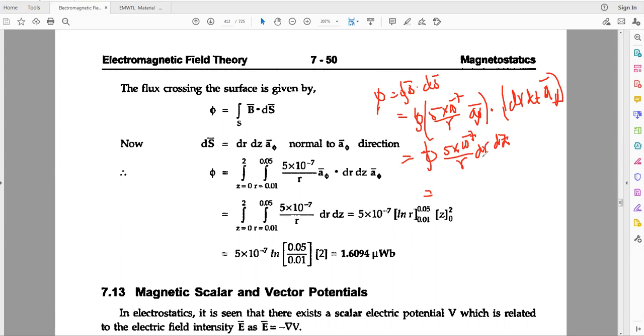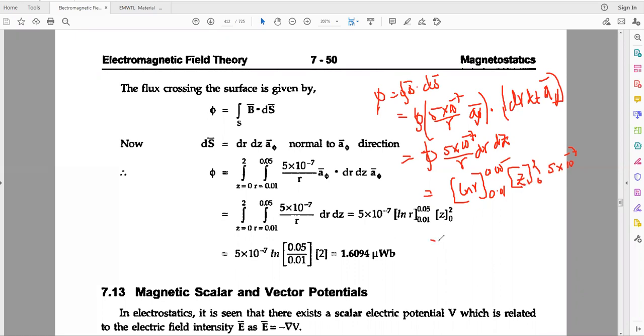The integral of 1 by R with dr is ln of R, with upper limit 0.05 and lower limit 0.01, you can apply. And the integral of dz is z, upper limit 2, lower limit 0, and the constant value is 5 into 10 to the power of minus 7. Got it, my dear students?